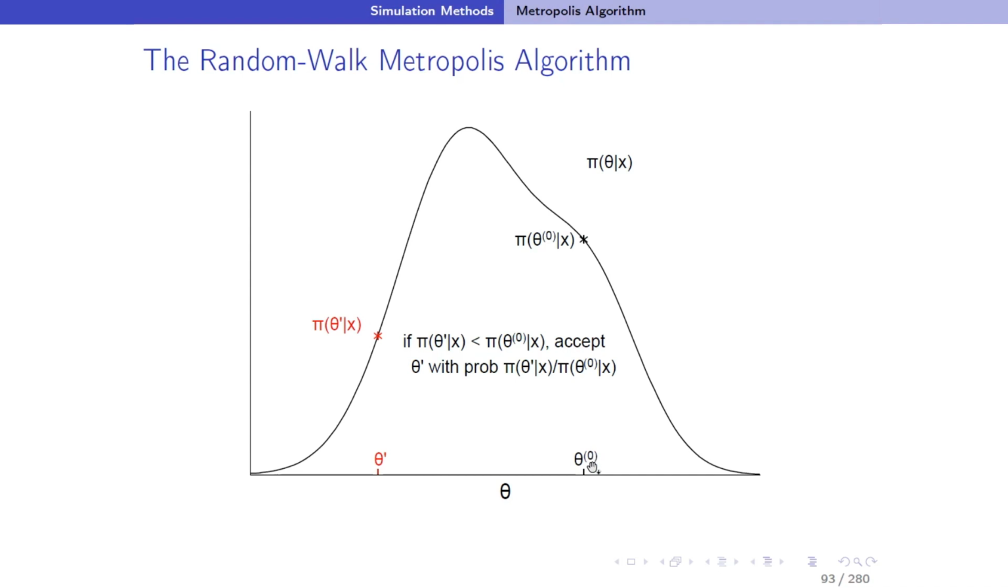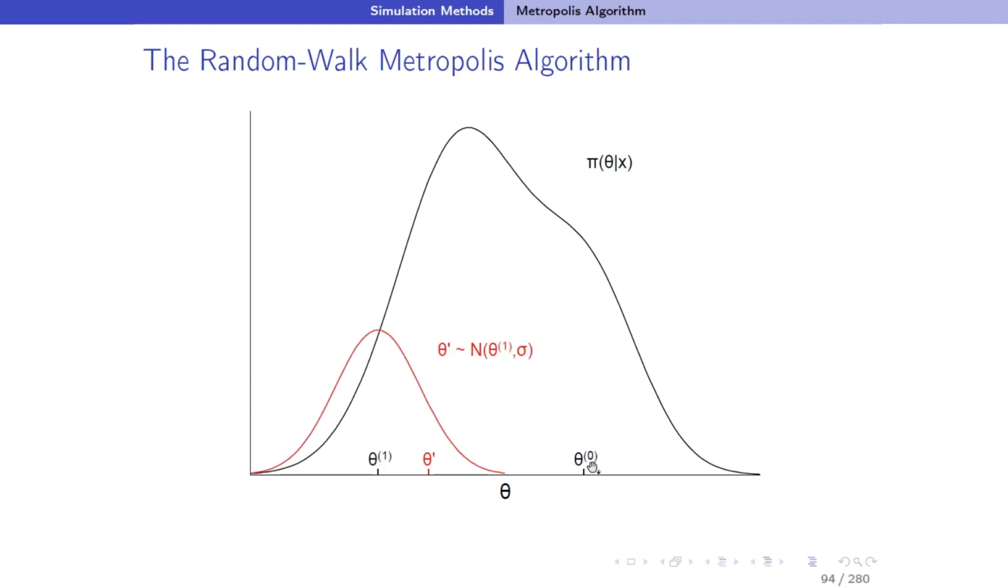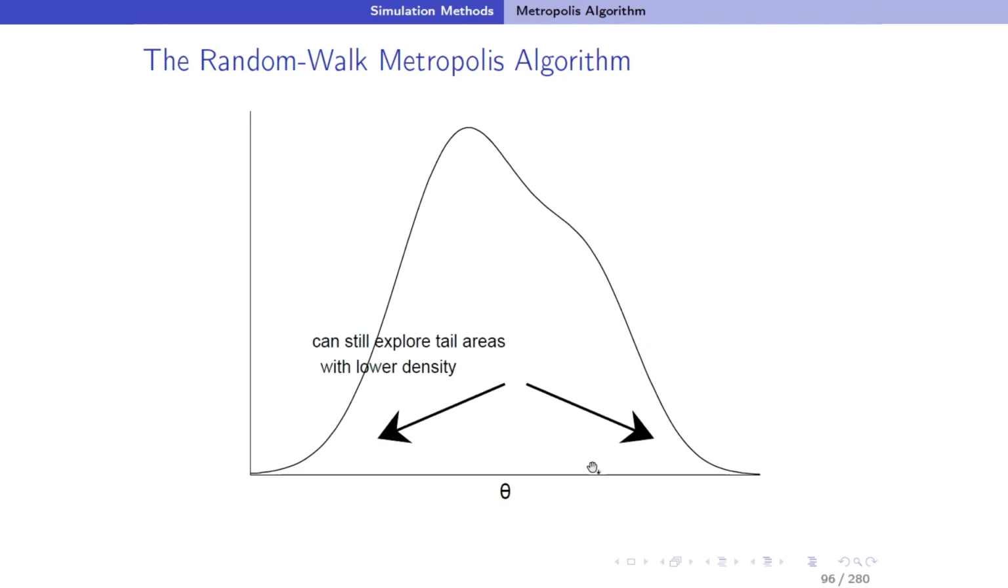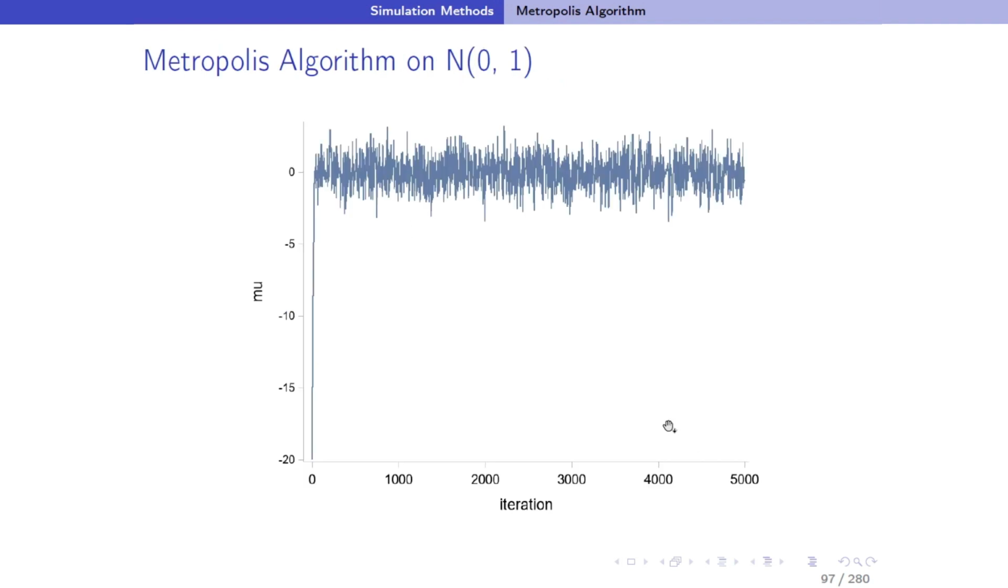Okay, so that's Metropolis. And then I keep going. I repeat the same process. And the idea is a Markov chain always moves to the area that has higher density, but it can still explore tail areas with low density. And if I do this repeatedly, I'm guaranteed to sample in proportion to this arbitrary distribution. And this is a random walk Metropolis algorithm.